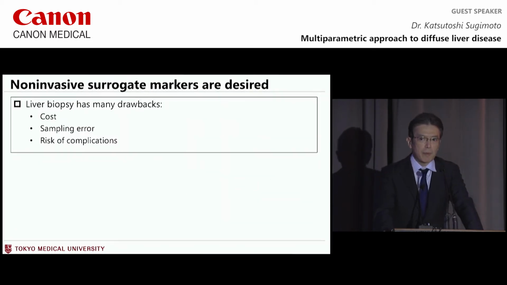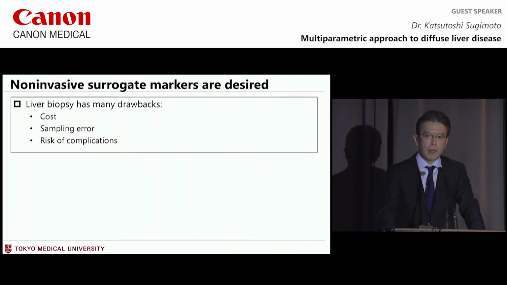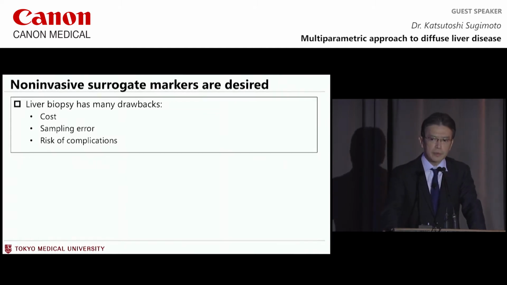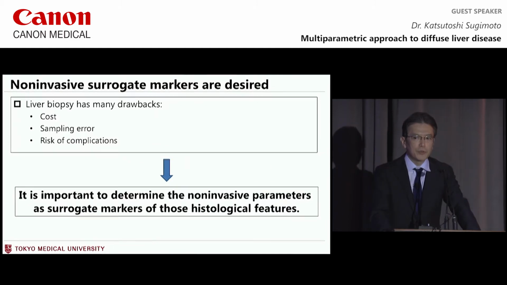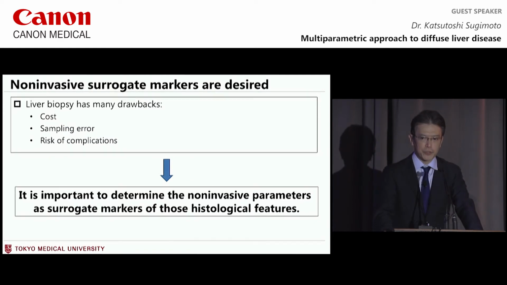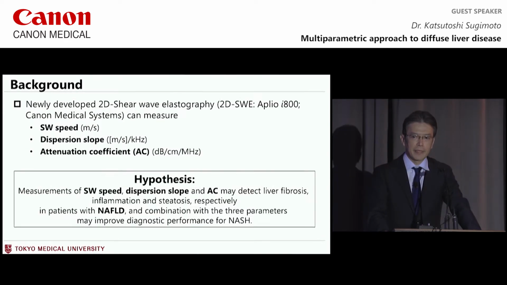Although liver biopsy is essential, it has many drawbacks, such as high cost, sampling error, and risk of complications. So it is important to determine non-invasive parameters as surrogate markers of those histologic features.